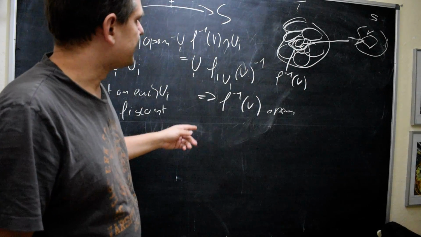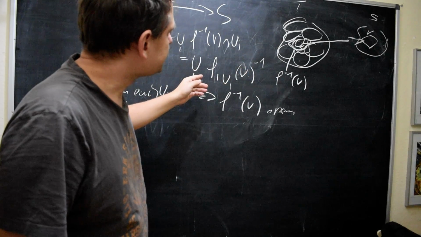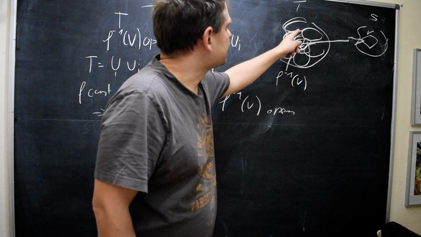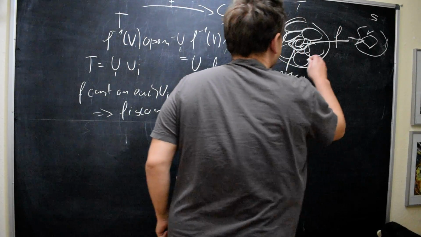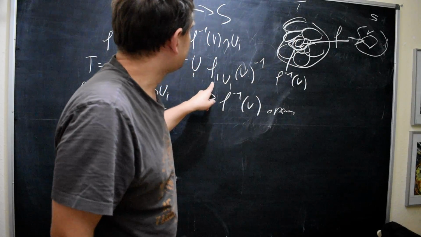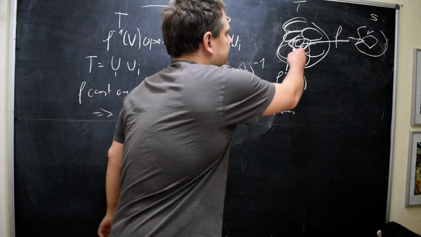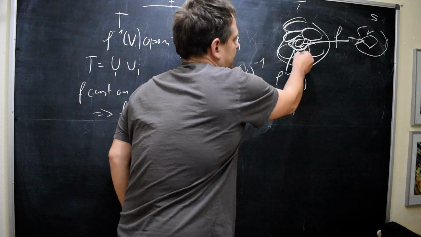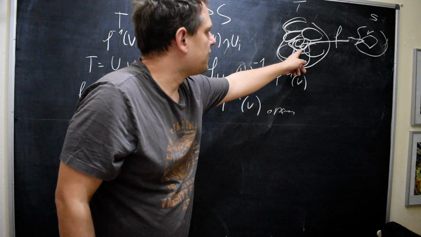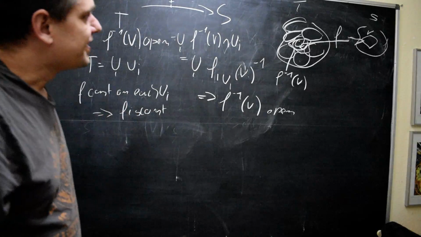So let me repeat this. This is the pre-image of V under F restricted, so this is F, and now we look at the restrictions of F to the U_i. So for instance, F over here and F over here and so on. And for these restrictions, we already know that F is continuous because we are assuming it.